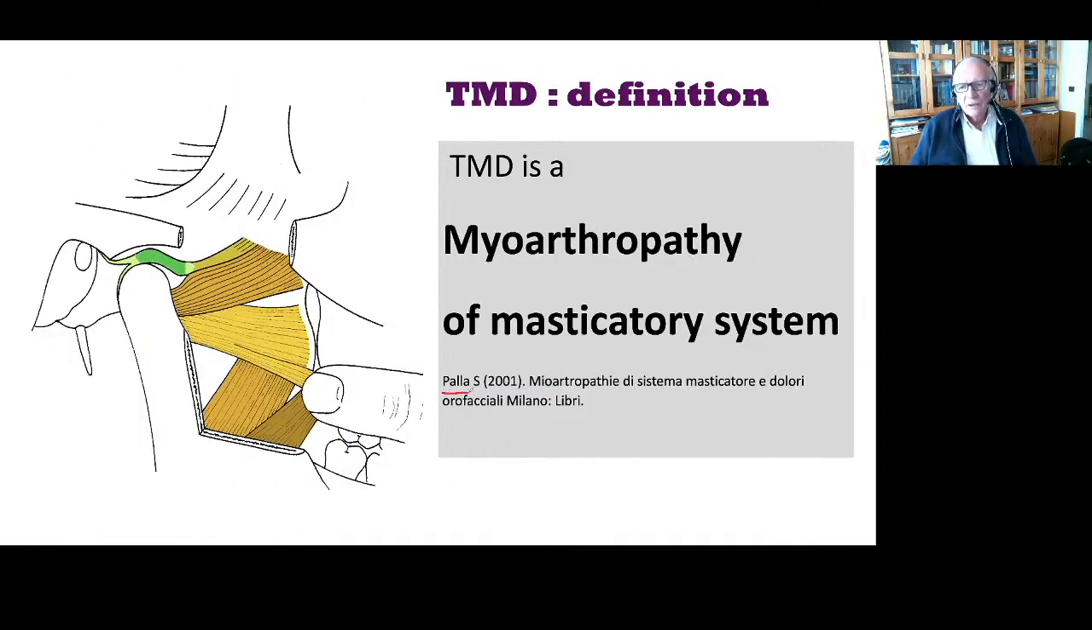Sandro Palla from Zurich proposed at the beginning of the 2000s a definition of TMD as a myoarthropathy of the masticatory system. That is very clear. Myoarthropathy: muscles and joints of the masticatory system. So it is not the parotid. It is not a tension headache. It is not a neuralgia. It is not muscle pain in the cervical region. It is myoarthropathy of the masticatory system. And with this definition, we can go in a good way, in a clear way.